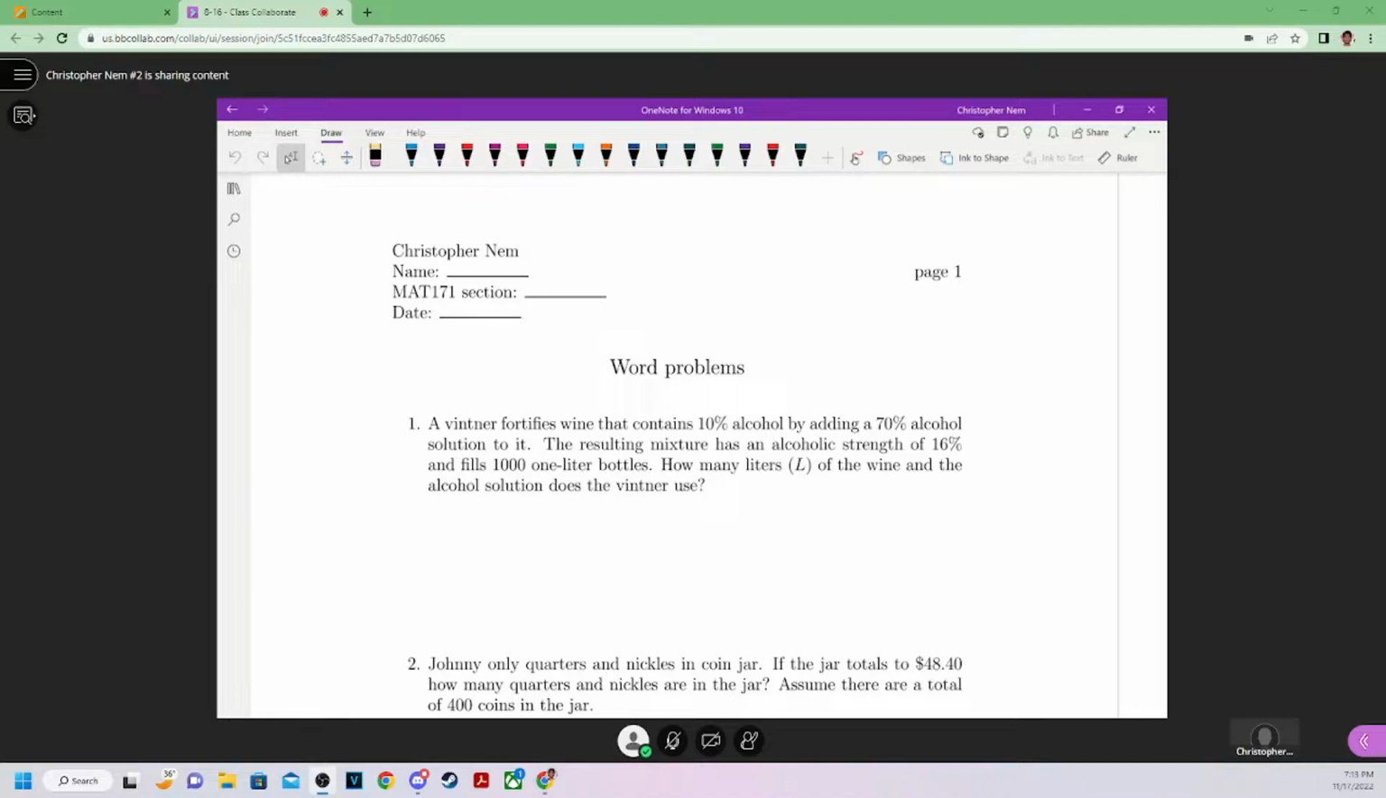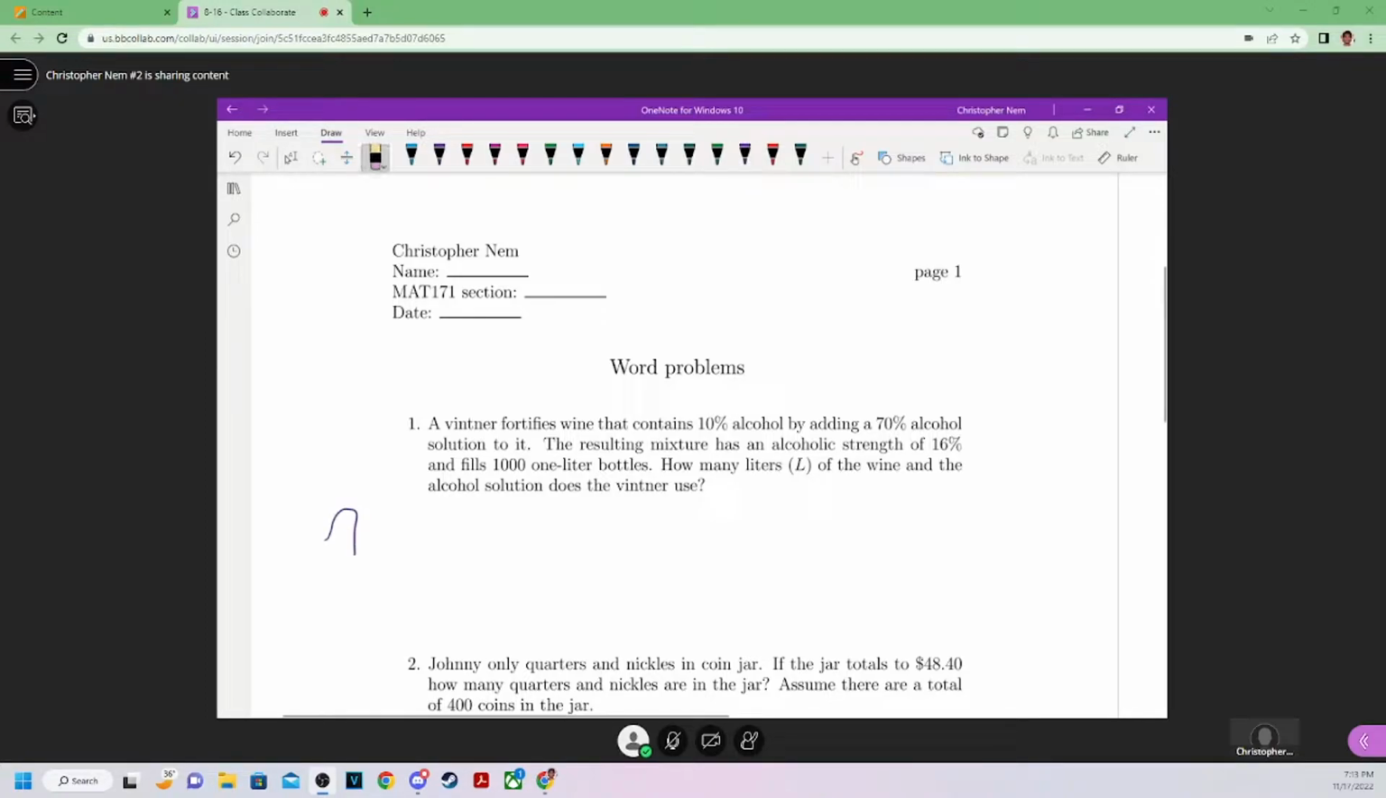We need to somehow construct a system of equations regarding this word problem. When we're thinking about it, I recommend that before you go for it, you draw a picture of what it's asking. We have a wine that contains 10% alcohol, so let's start off by drawing a wine bottle.